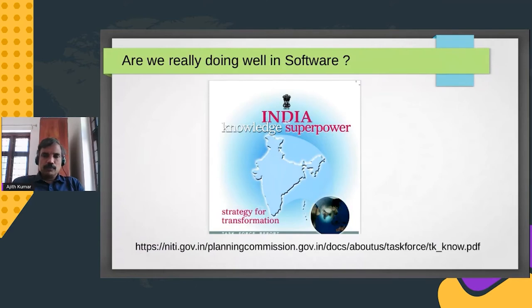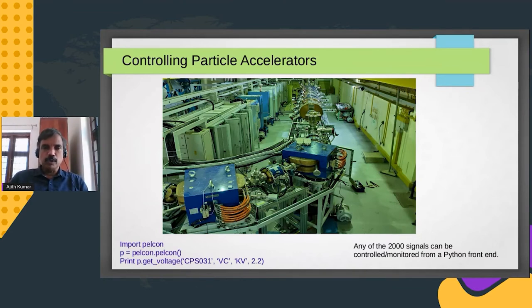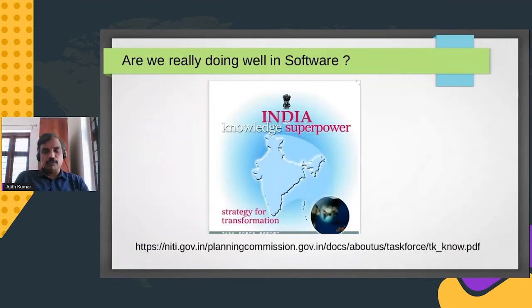And now, so far I have been talking about something in which I was personally involved. Now the question is, if we are doing all these things, our intention is that the situation should improve in some way or other. So it is relevant to ask a question, because sometimes people say we are already a superpower in software and all. So sometimes it is better to have an assessment ourselves, using maybe simple parameters.